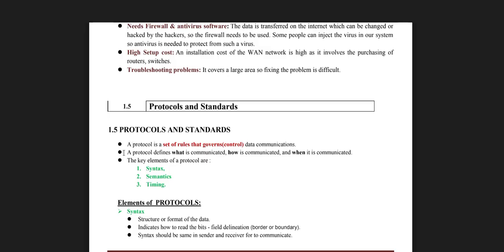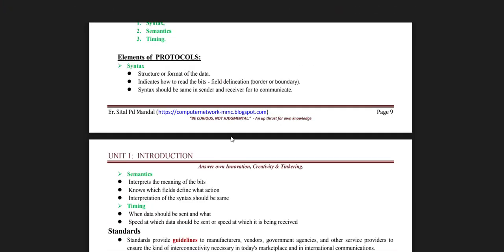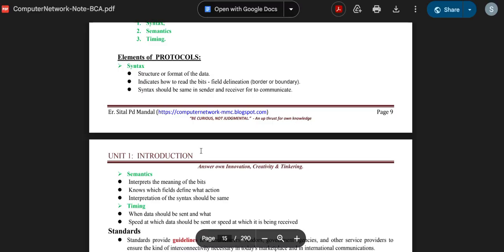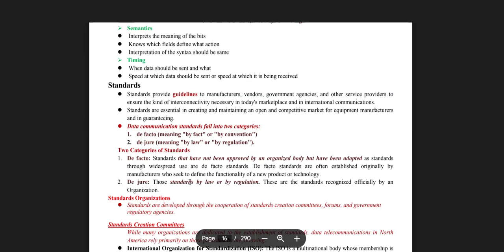A protocol is a set of rules that govern data communication. A protocol defines what is communicated, how it is communicated, and when it is communicated. The elements of a protocol are syntax, semantics, and timing. Syntax is the structure or format of the data; it indicates how to read the bit fields and boundaries, and the syntax must be the same for the sender and the receiver to communicate. Semantics interprets the meaning of the bits: which field, and what action to take; the interpretation must be the same. Timing defines when data should be sent and at what speed.